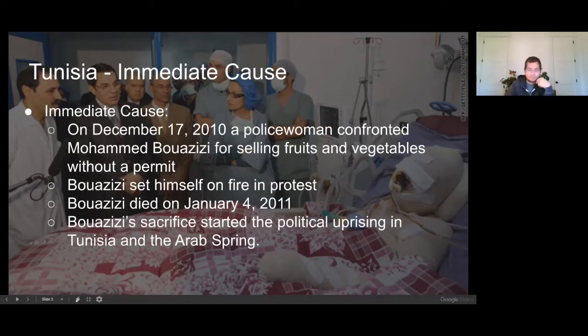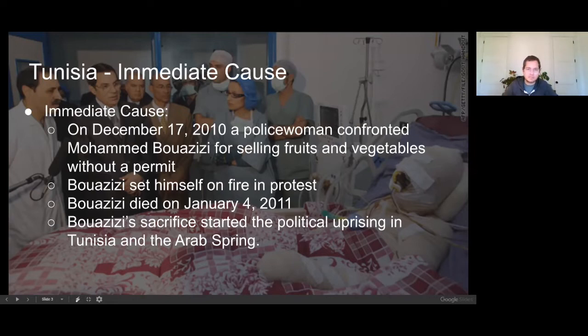So here's what happened. Mohamed Bouazizi, December 17th, 2010, was trying to sell fruit and vegetables to make money because, again, high unemployment, incredible poverty in Tunisia. He was confronted by a policewoman because he did not have a permit. I think she took the scale from him, confronted him, and told him that he couldn't do it. So he's like, forget it. I've had enough. This is ridiculous.